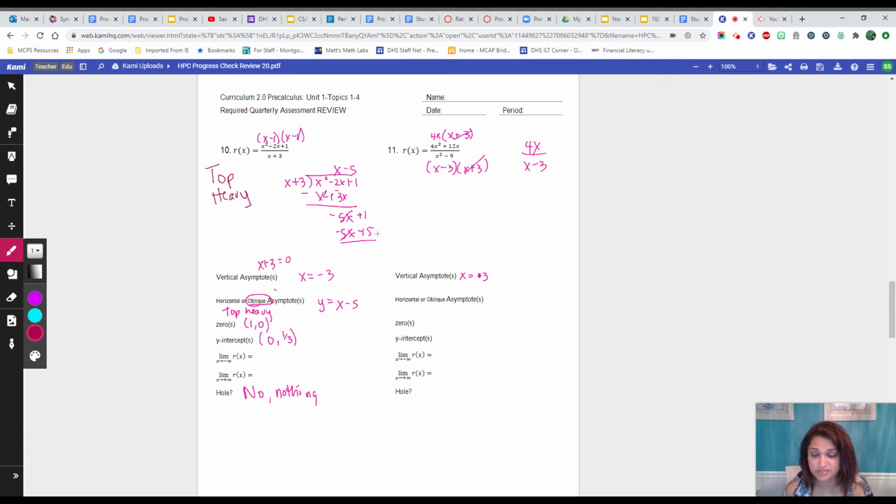So I get negative 5x minus 15. Now this last part is going to be the remainder, and it's not going to matter in terms of your equation. This is your answer in terms of your equation. You're going to set y equal to that. Y equals x minus 5.